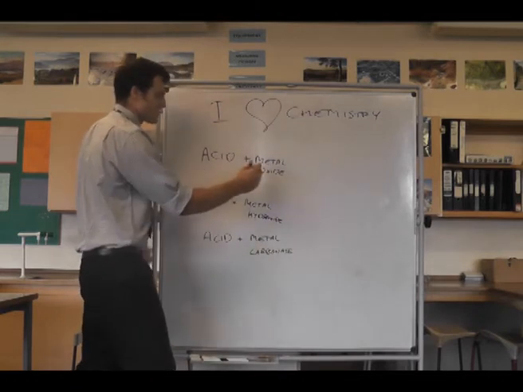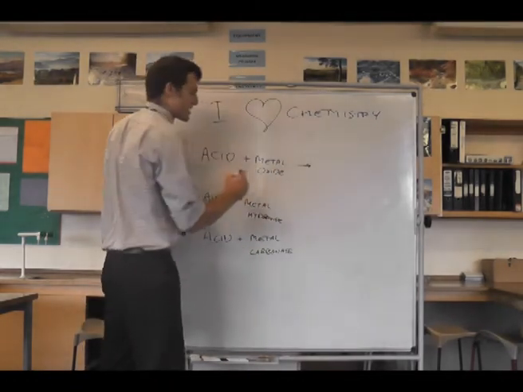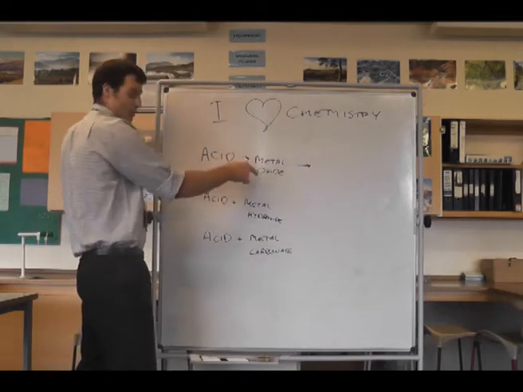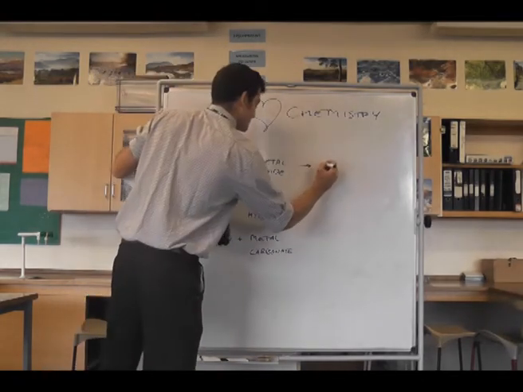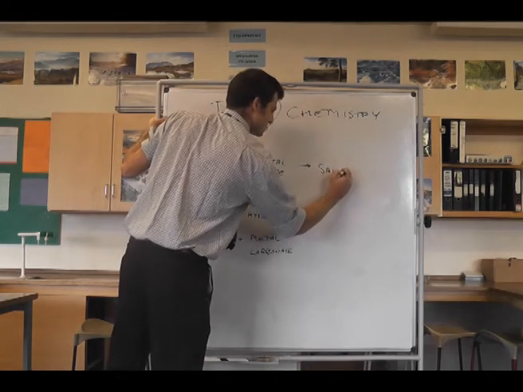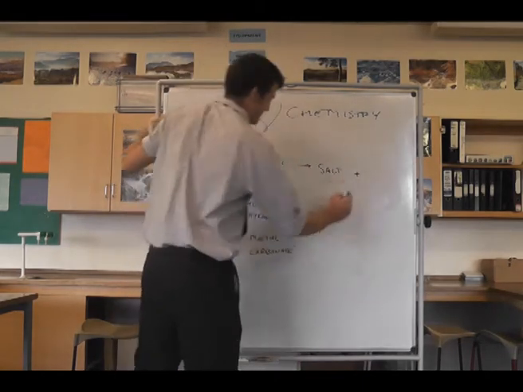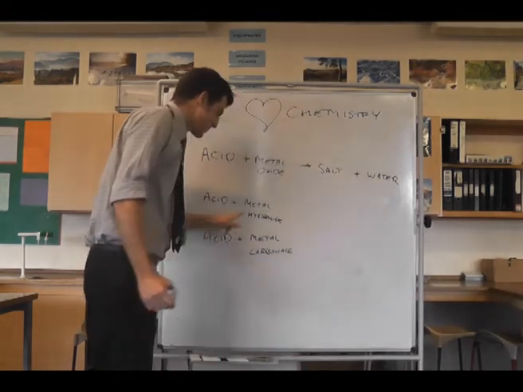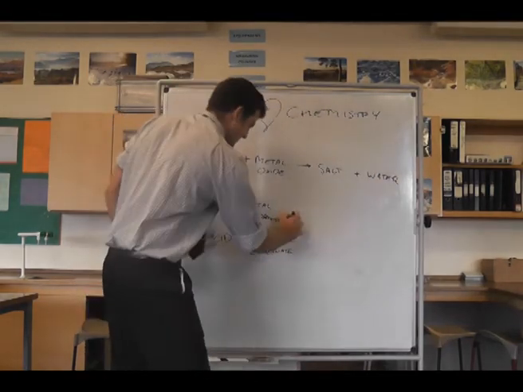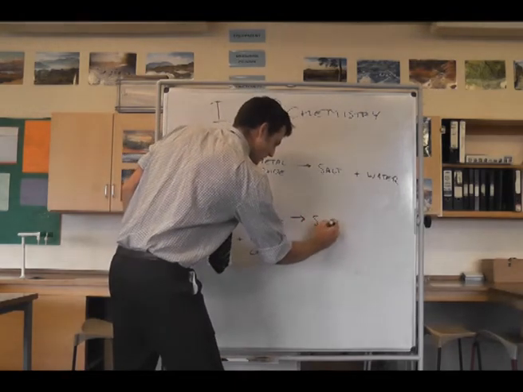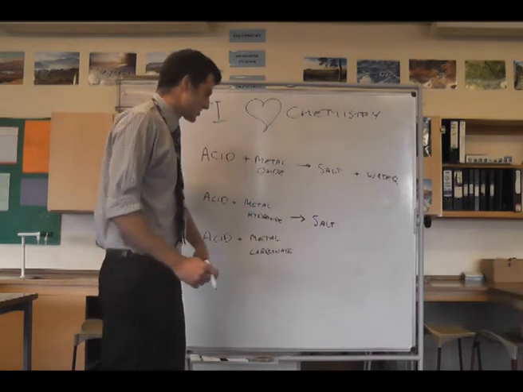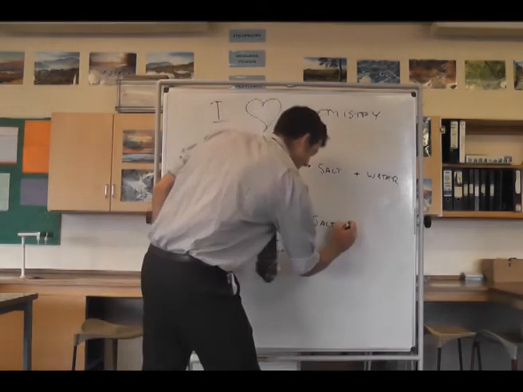So an acid plus a metal oxide makes a salt, which is half the acid and the metal half of the metal oxide. So we make a salt, and we make water. Now, acid plus metal hydroxide, we make a salt, so half the acid and the metal from the metal hydroxide, and we make water.